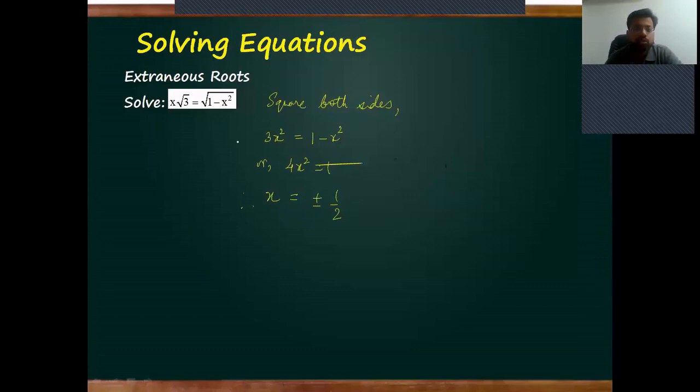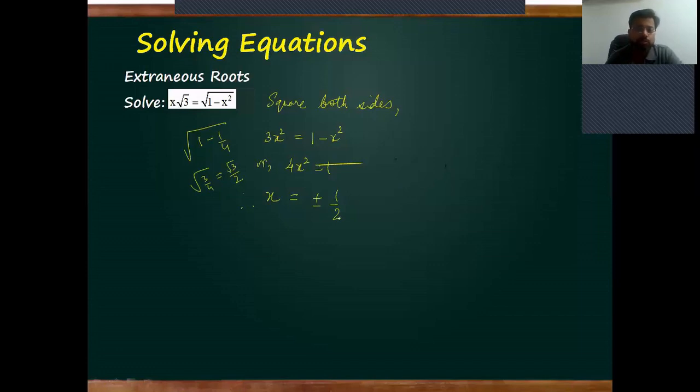So you have x is equal to half. On your left hand side, you have root 3 by 2. And on the right hand side, you will have root over 1 minus 1 by 4, which is root over 3 by 4, which is root 3 by 2. So 1 by 2 is definitely a root of this given equation.